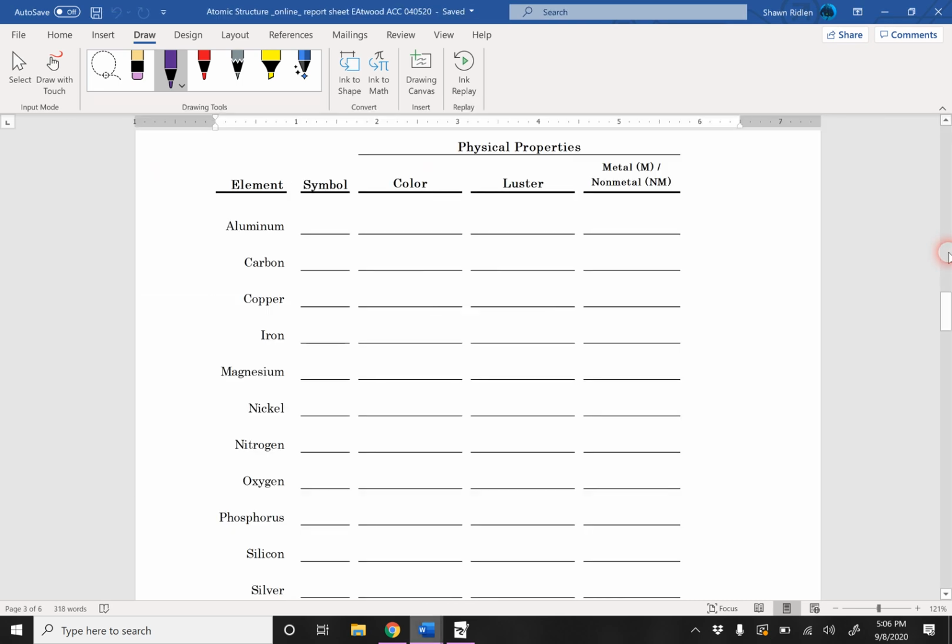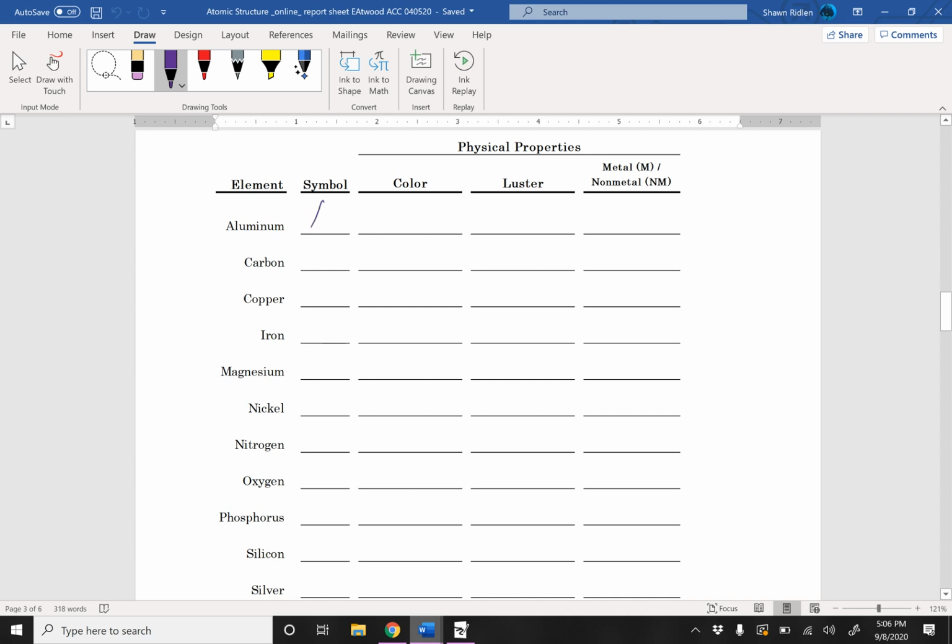Okay, so if we come back to our report sheet, see the first one, aluminum, we'll give its symbol, and then we'll describe its color. To describe color, just do the best you can. So you could say silver, black, things like that, red, copper. You could even say orange or gray. Okay, so for aluminum, I would say maybe silver.